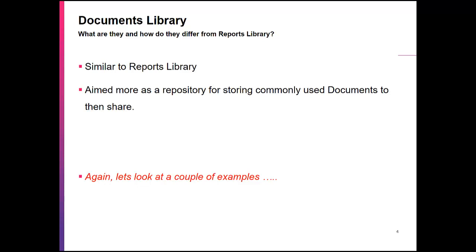Okay, so far we've talked about the reports library and a brief overview of what it looks like. So now I'd like to talk about the documents library. But first of all, what's the difference between the documents library and the reports library? So the documents library is similar to the reports library, but it's aimed more as a repository for storing commonly used documents, with then the ability to share them. Okay, so what does that mean? Let's have a look at some examples.